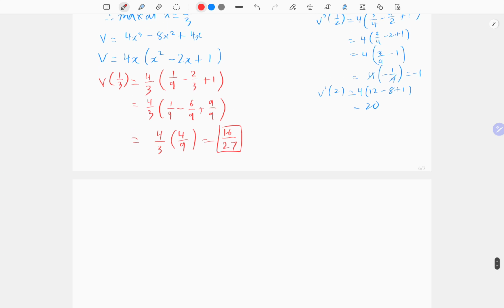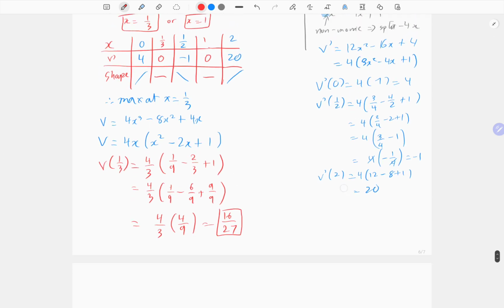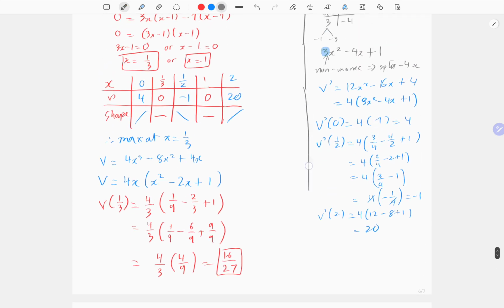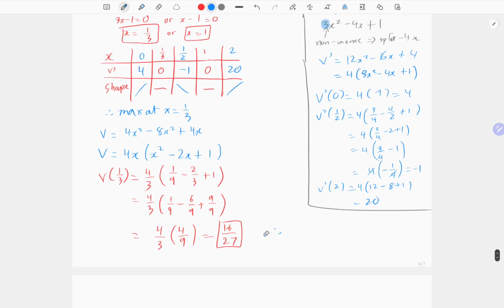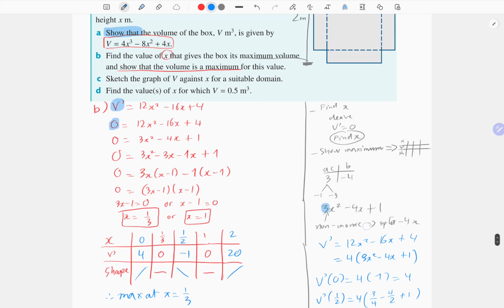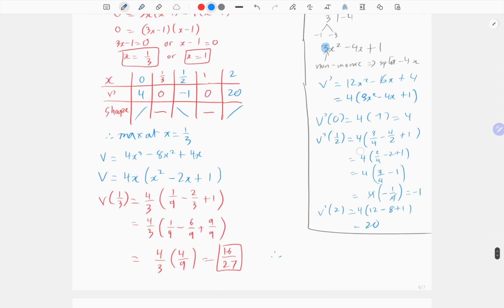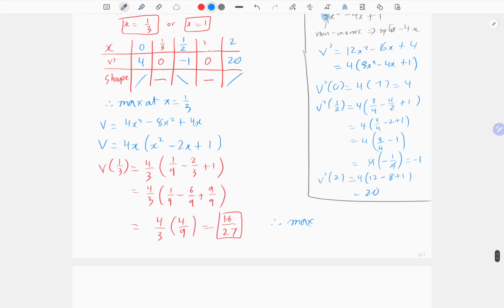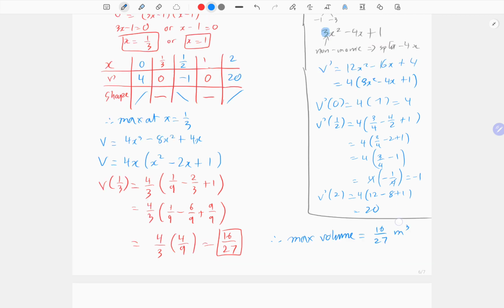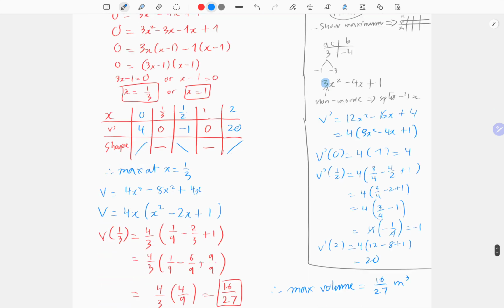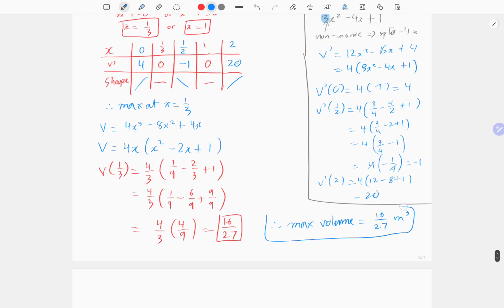Meters. Yeah, so for this question, let me just put the draft here. And then at this point, you need to write the answer. Therefore, minimum or maximum volume, yeah. Therefore, max volume equals 16 over 27 meters cubed. Meters cubed, okay?